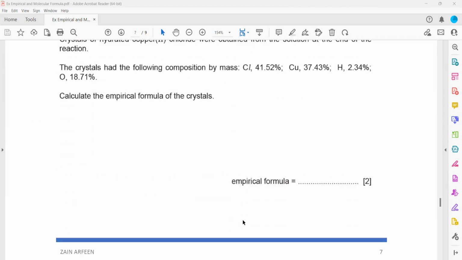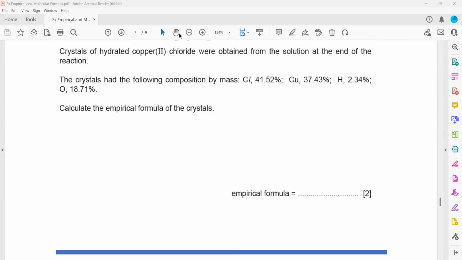Then in question 9, we have crystals of copper. A compound contains copper, chlorine, hydrogen, oxygen. Copper is 37.43, chlorine is 41.52, hydrogen is 2.34, and oxygen is 18.71.